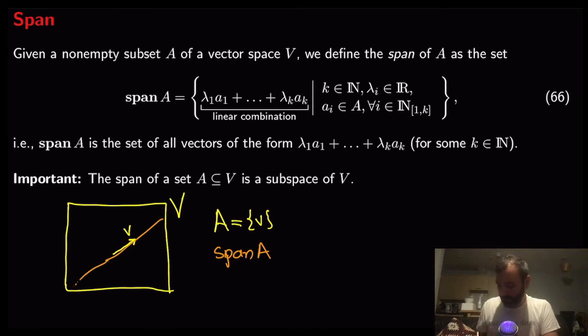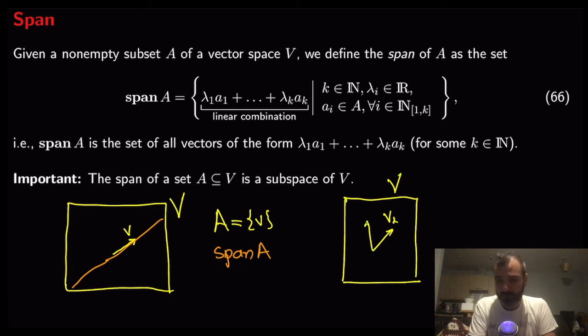I'll give you another example where we will have, you guessed right, 2 vectors. I'll take now V1 and V2. This is my vector space V, and I'm taking V1 and V2.